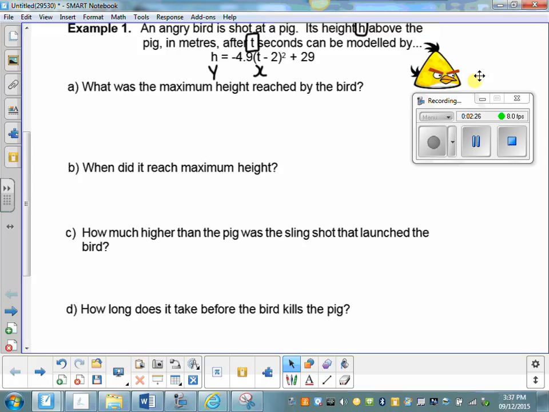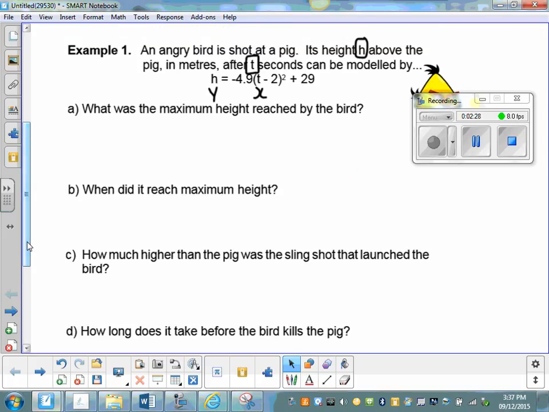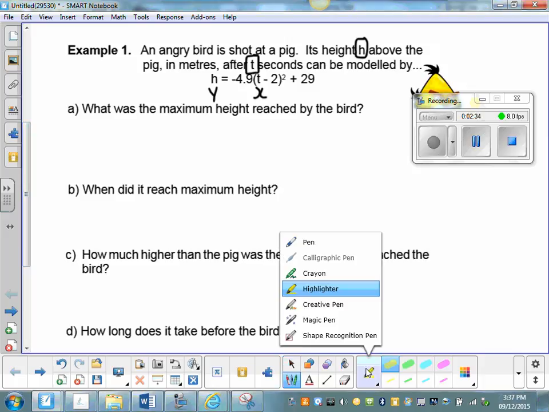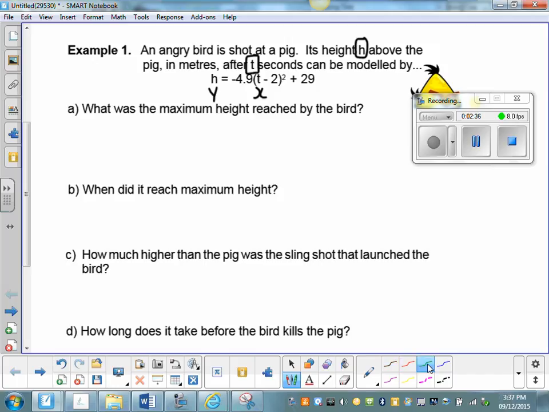Okay. So we've got the equation. The first question says, what is the maximum height reached by the bird? So remember that when it's in vertex form, we certainly know what the vertex of this parabola is. So the vertex of this parabola is (2, 29).